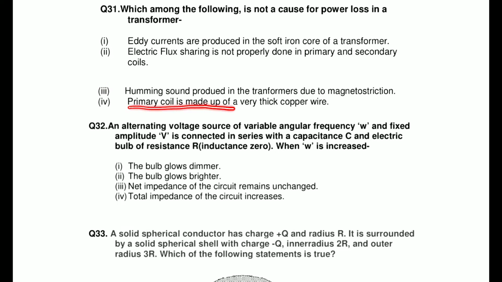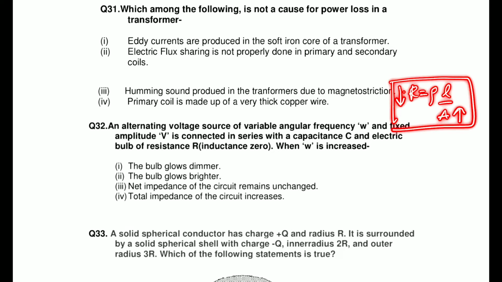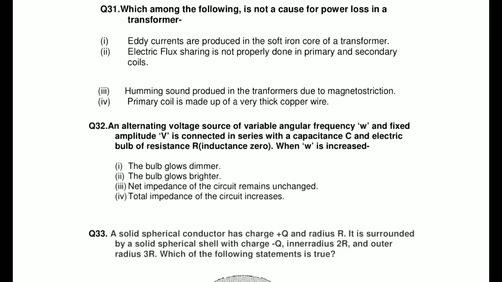Next one, primary coil is made up of a very thick copper wire. Okay, you have to understand, let's say this is your primary coil. If it is made up of very thick copper wire, that means the area of cross section will increase. We know resistance has a value of rho L upon A, right? So if area is increased, then the resistance is decreased. So if resistance is decreased, the energy loss will also be decreasing.